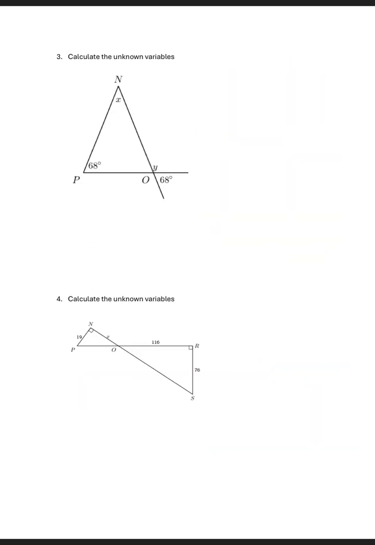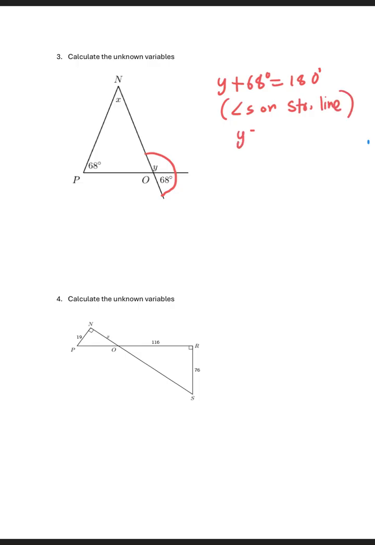The next problem, calculate the unknown variables. Then we want to find the value of y first. To find the value of y, you can just say angle y and 68, they are lying on a straight line. So we can just say y plus 68 equals to 180. Reason, angles on straight line.